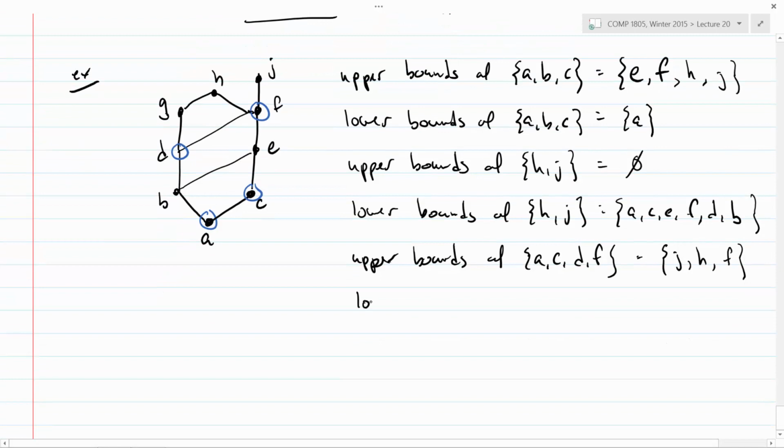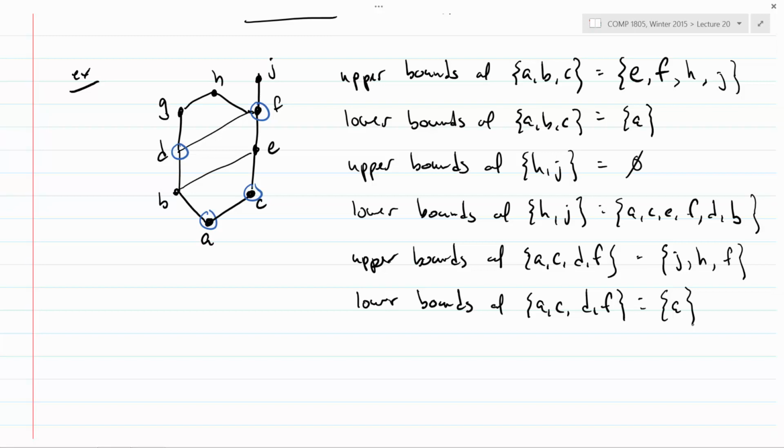What about the lower bounds of A, C, D, and F? Right, in this case, it's just going to be A, right? Nothing else, because, well, the only other things that would even remotely make sense would be B and E. It can't be B because B and C aren't comparable, and it can't be E because E and D aren't comparable.